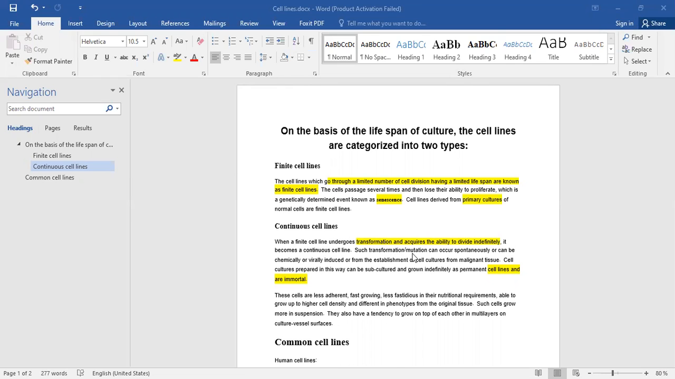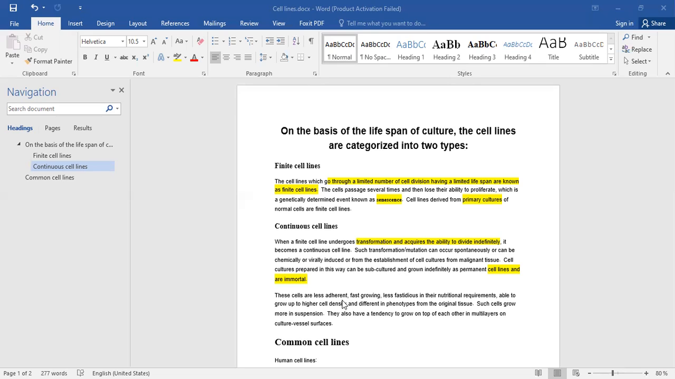These continuous cell lines can be developed either by mutation, or they can be synthesized chemically, or by some induced mutation method. And the cell cultures which are prepared from these continuous cell lines are immortal, meaning they will not die until the media is depleted. They will not die until the media is depleted. So they will not die.